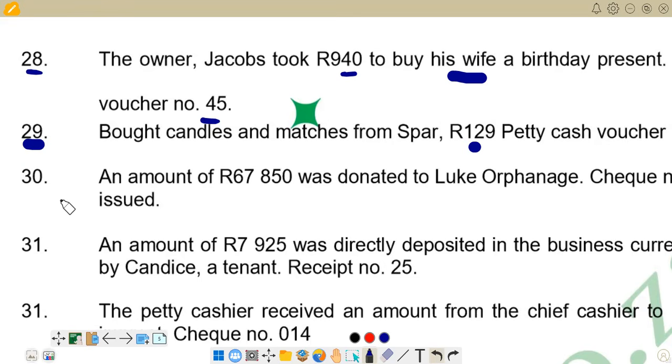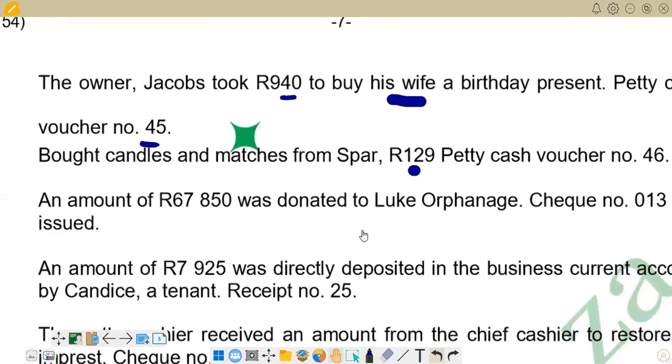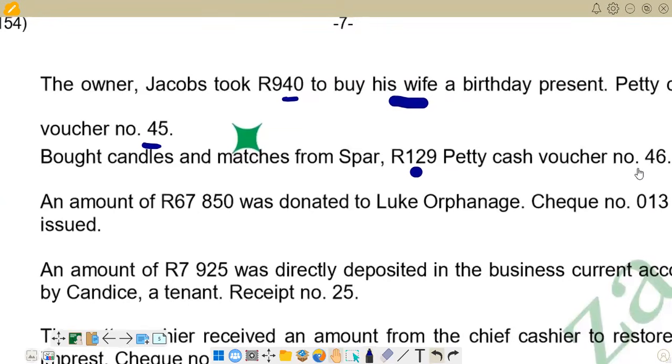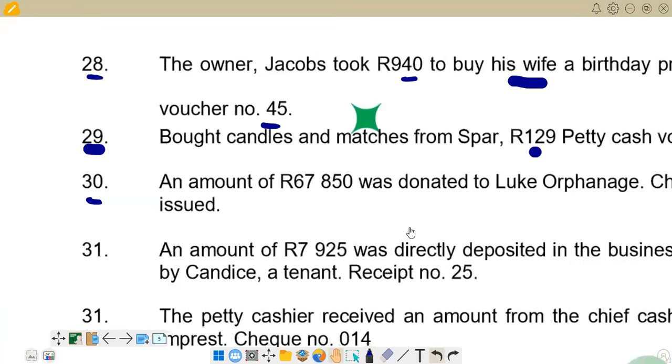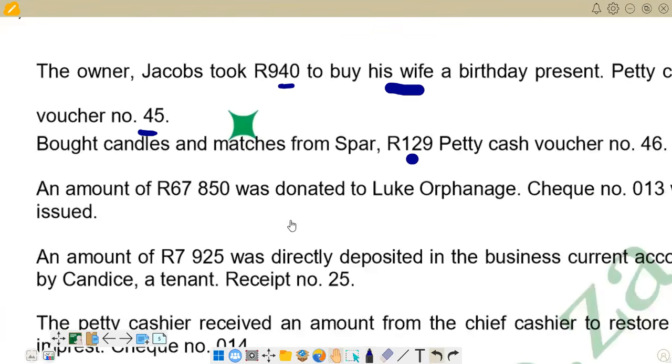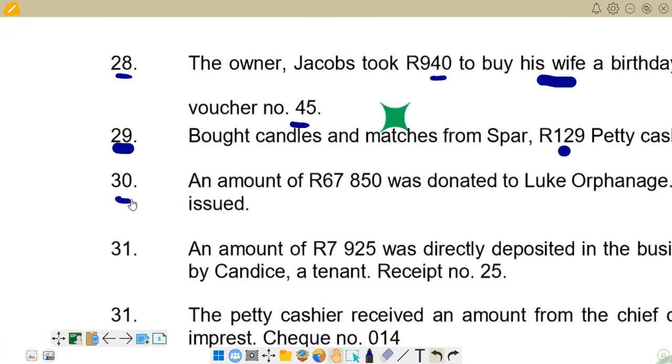So we are now on 30. An amount of 67,850 rand was donated to Look Orphanage. Check number issued. There is a check number that we want to check there. Check number 46 there. So this is our document number 46, and then our date. Sorry, the check number is here, which is 18. Check number is 18, and then the date is 30.